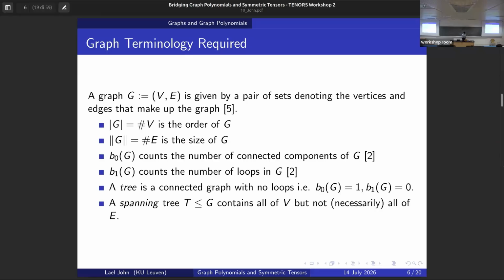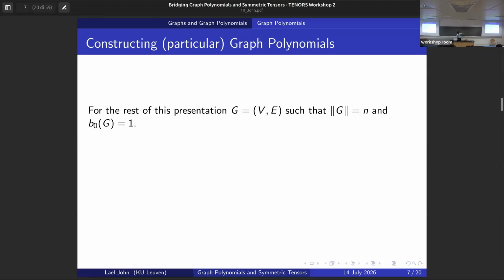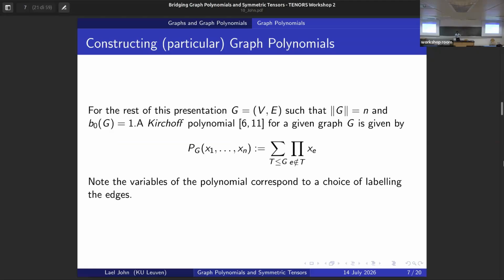So for the simplest example, if I have a graph with 4 edges, my spanning tree only contains, let's say, 3, and I have at least 4 spanning trees, right? So now, because I know how to construct spanning trees, what I can do is construct graph polynomials. In particular, I'm going to focus on a particular class of graph polynomials called Kirchhoff polynomials.